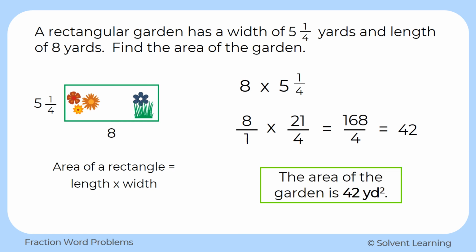So our final answer, we can say that the area of the garden is 42 square yards. Remember that when we're dealing with area, the unit is always going to be squared, so we put the little 2 with it.